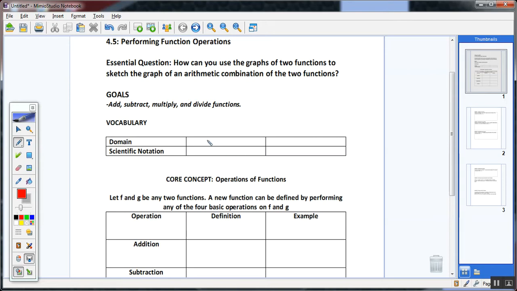Vocab is kind of a review today. Domain. Domain covers which values on any function? The x values. So it's the x values of a function, so we've known that. We've talked about that for a long time. So that's going to show up today.